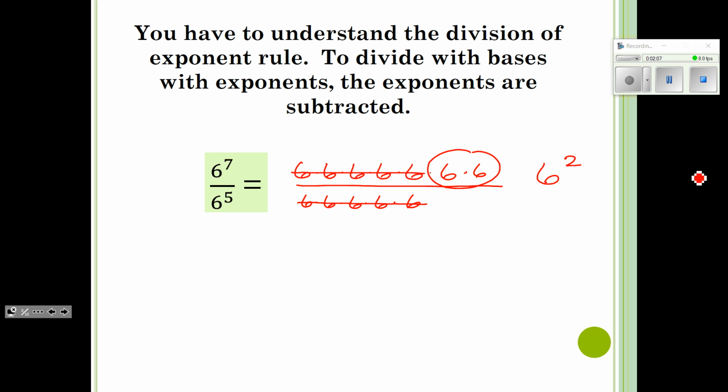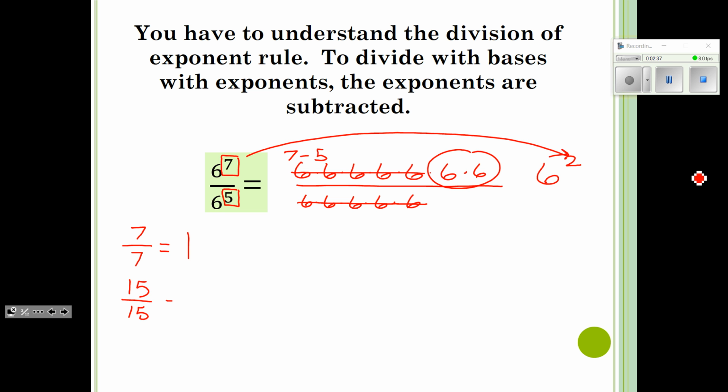Now, if you look back over here at the exponents, you'll notice that we had a 7 and a 5. In order to result in a 2, we subtracted the exponents. So when you have the same base being divided with exponents, you're just going to subtract the exponents to get the correct answer. Now, let's back up a little bit more. Remember basic division. If you have a number divided by itself, like 7 divided by 7, that equals 1. 15 divided by 15 equals 1. Negative 3 divided by negative 3 is 1. So you would agree with me that any number divided by itself results in 1.